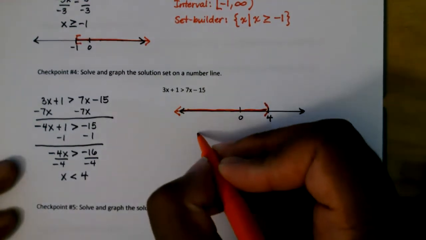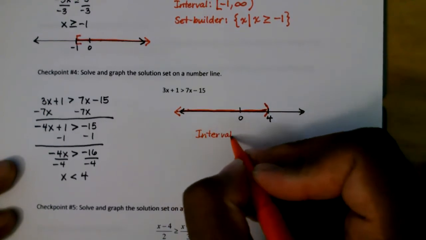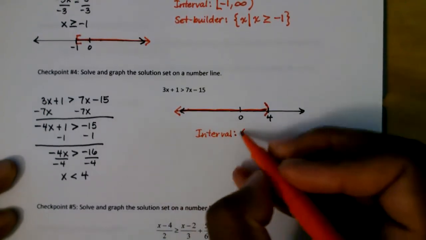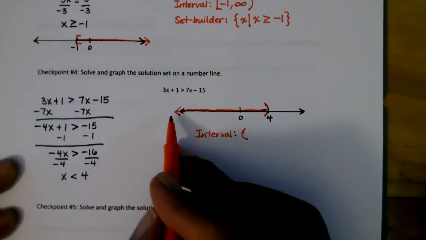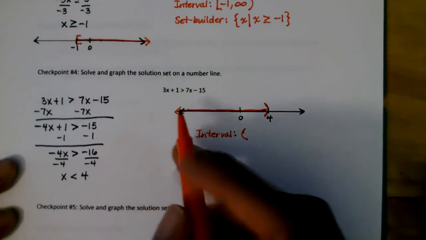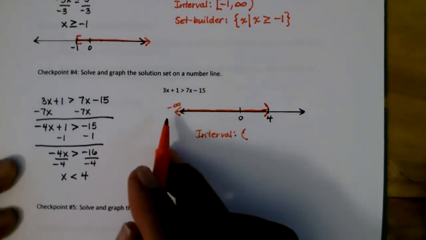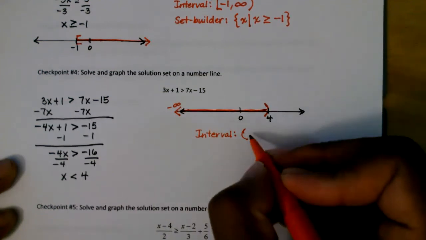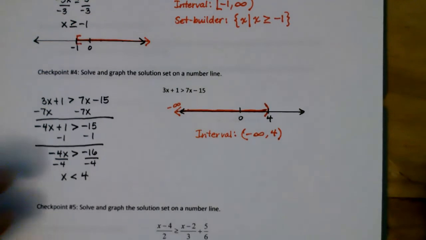Okay, and now for the interval notation. If you read this graph from left to right, this is going all the way out to -infinity. Okay, so that's what -infinity means. It goes out to the left. So from -infinity up to 4, and not including 4. That's your interval notation. And keep in mind, infinity, whether it's positive or negative, always uses parentheses.